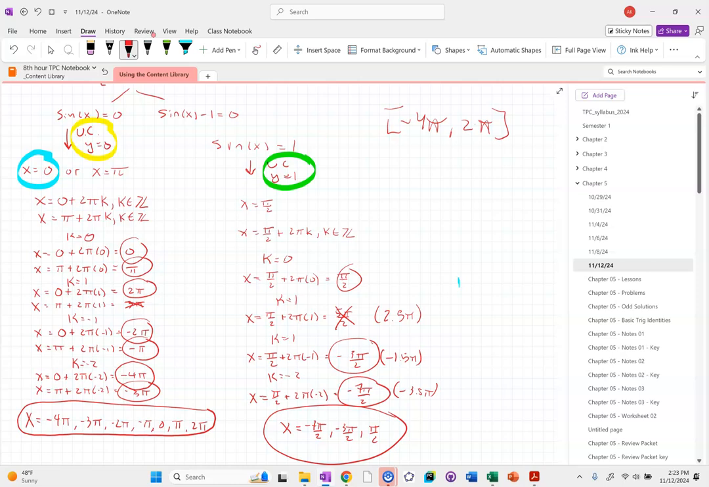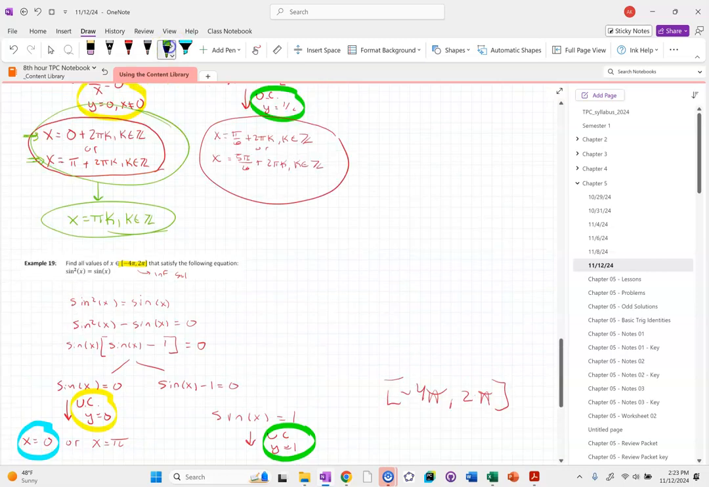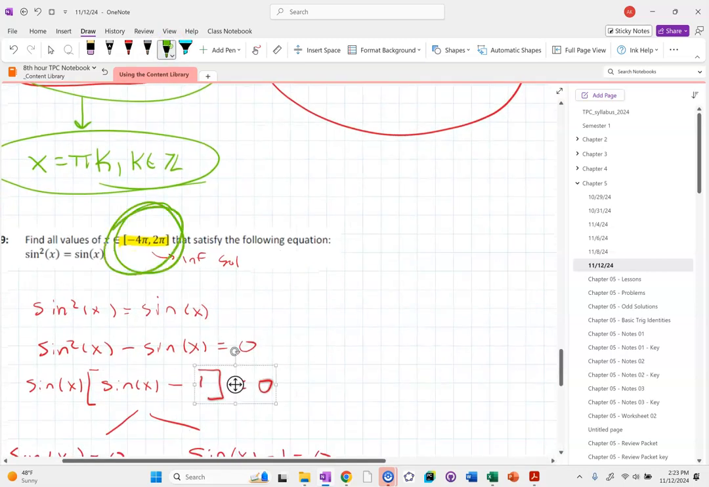Aaron. How do you know when you have to add and subtract 2 pi versus just leave it as what you found? Well, like what we did for the example before. So if I look at the interval here, it's more than the unit circle, right?